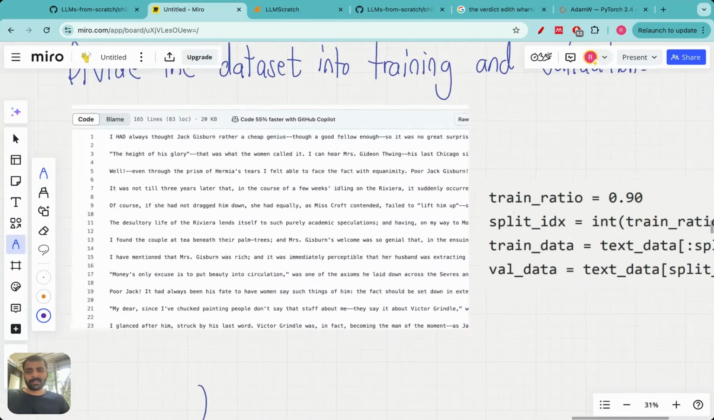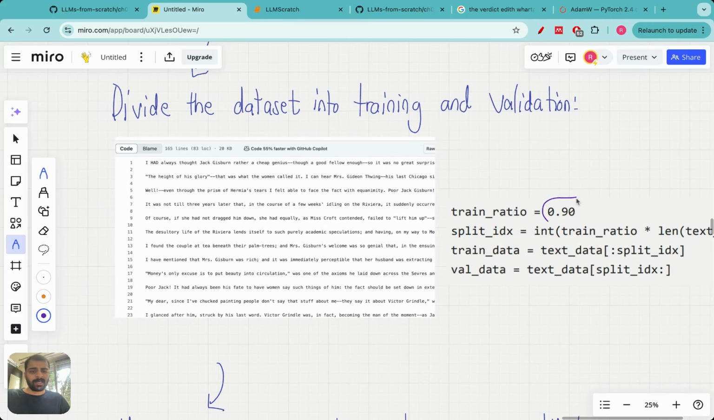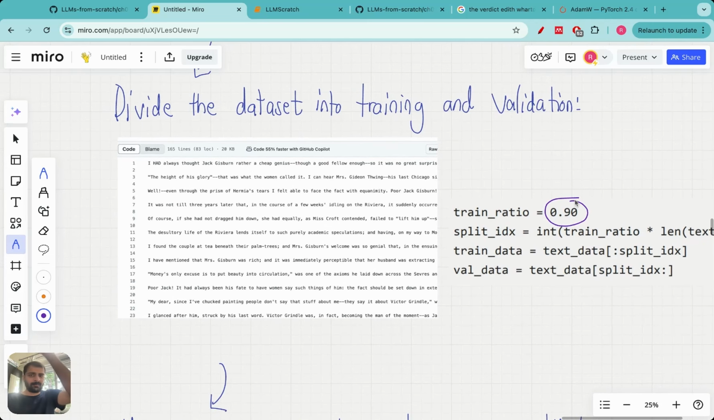The first step we do is divide this dataset into training and validation. We use a training ratio of 0.9, which means that we use the initial 90% of this dataset as training, and we use the remaining 10% of the dataset as the validation data.